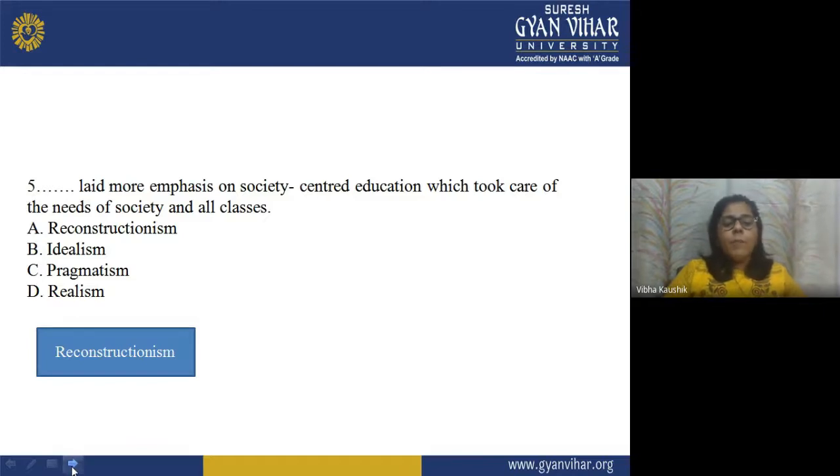Now the fifth one: dash laid more emphasis on society-centered education. Means who has given more focus on society-centered education, which took care of the needs of society and all classes. The options are A, reconstructivism, B, idealism, C, pragmatism, or D, realism. Now, students, you have to select the correct answer from the given choices, and the correct answer is option A, that is reconstructivism.